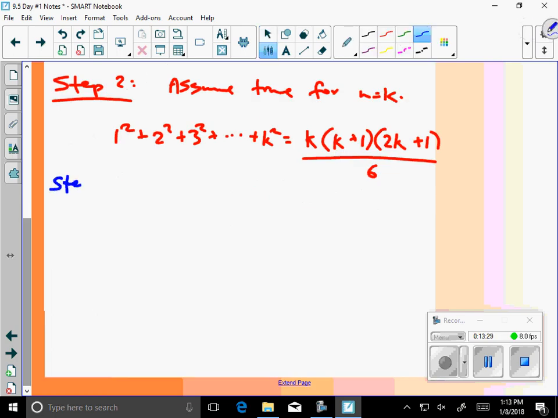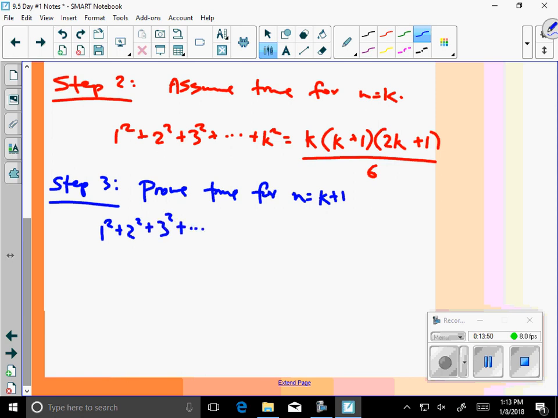And this thing is ugly. We're going to prove true for n equals k plus 1. All right, so everywhere we saw an n, we're going to plug in k plus 1. So 1 squared plus 2 squared plus 3 squared up to, I'm going to go k squared and then k plus 1 squared. That rounds out the left side of the equation.